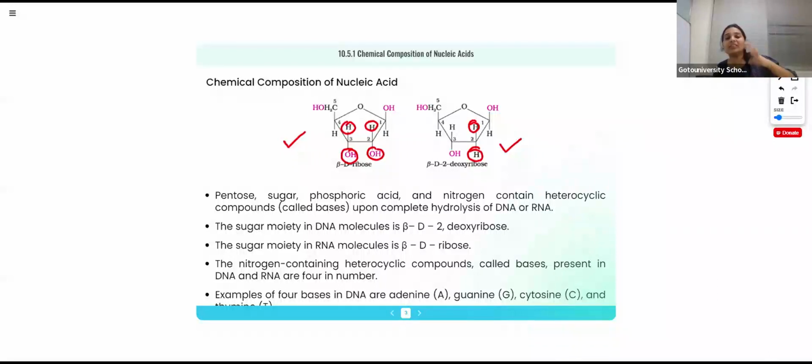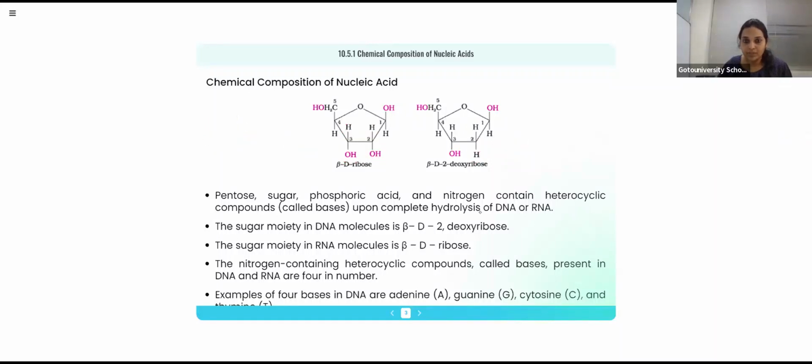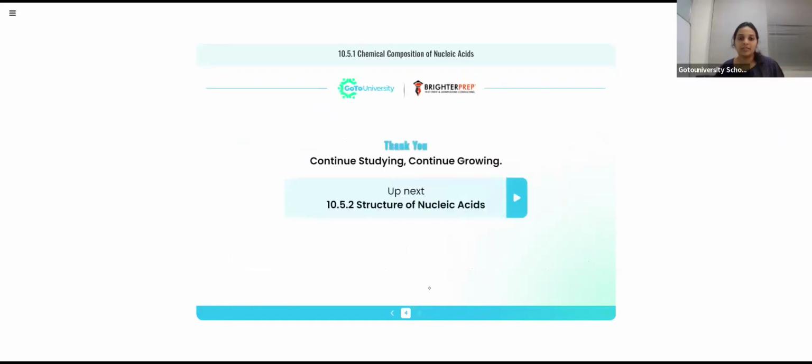What is the difference between this ribose and deoxyribose? In the second carbon, the ribose sugar contains hydrogen and hydroxyl group. In deoxyribose sugar, they contain both hydrogen atoms. That is the structural difference. So these structures are also very, very important. In board exam, they are asking like, draw the structure of ribose sugar, draw the structure of deoxyribose sugar. They will ask like that. So we have to know what is ribose sugar, what is deoxyribose sugar. The structure is important and this difference is also important.